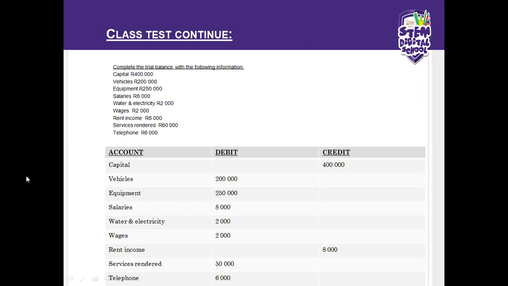And so the same with water and electricity, 2,000 rand, debit side. Why? Because water and electricity is an asset. And so also wages of 2,000 Rand in the debit column, because wages is an expense. Expenses always on the debit side.